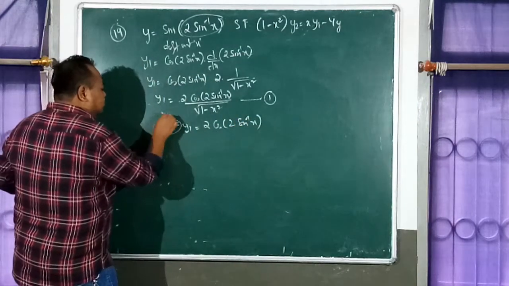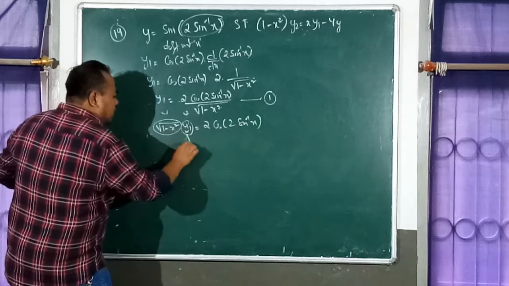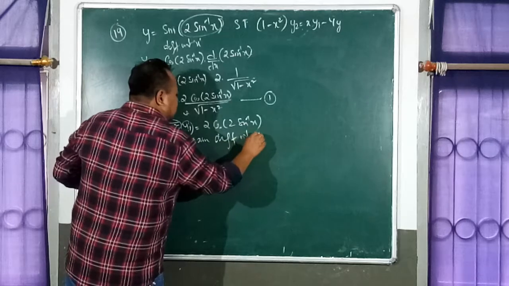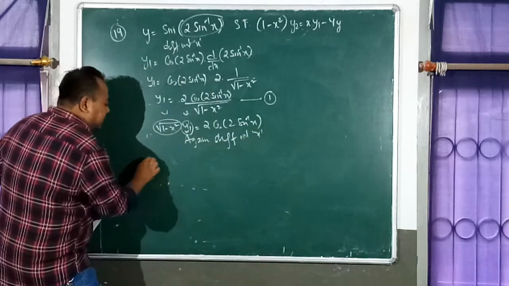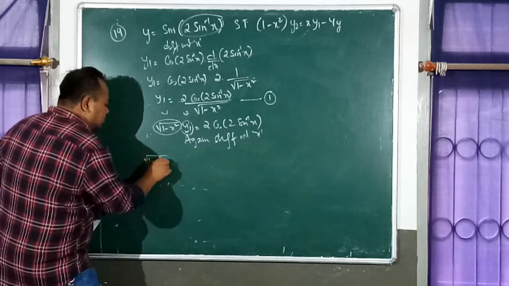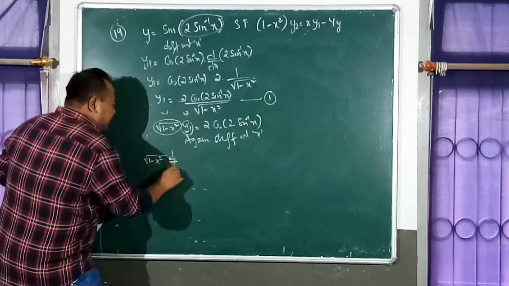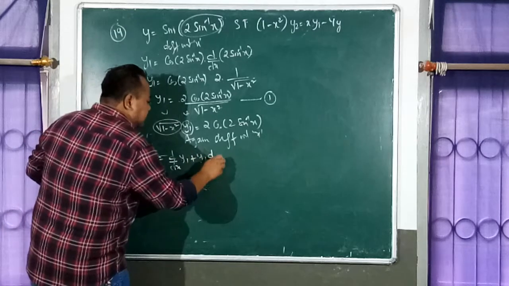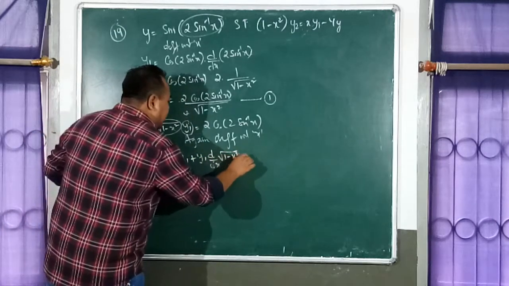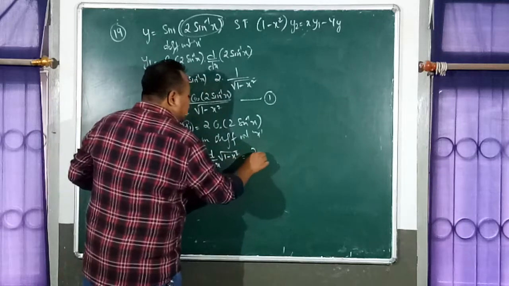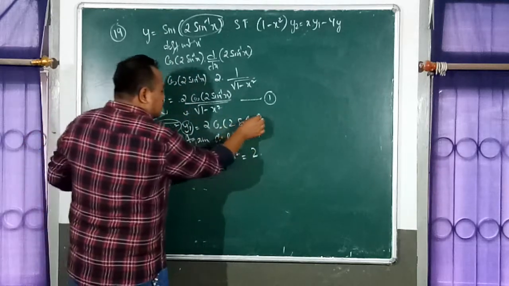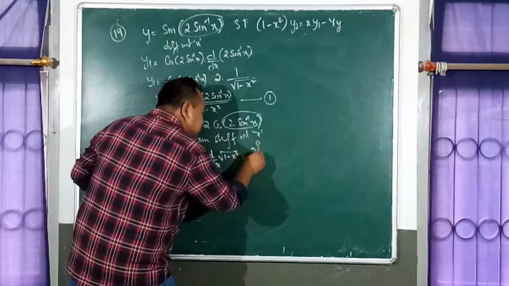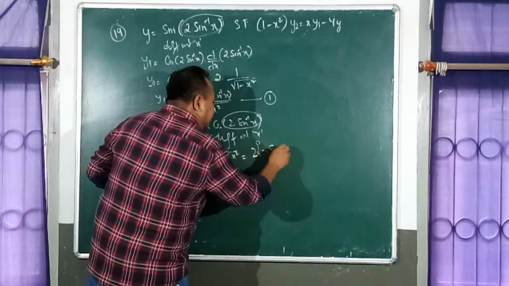Now this is u and this is v. So again differentiating with respect to x. So what do I get? Tell me. U d by dx of y1 plus y1 d by dx of root 1 minus x squared equal to 2 as it is. Cos should always be with x. So what is the differentiation of cos x? It is minus sin x.